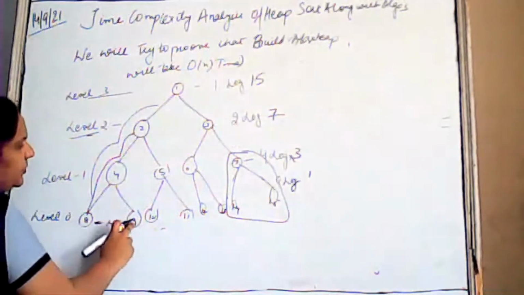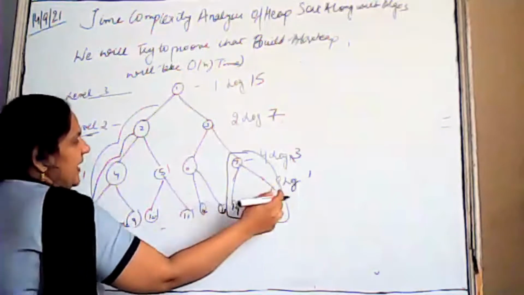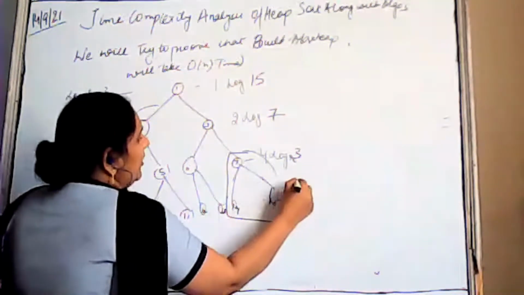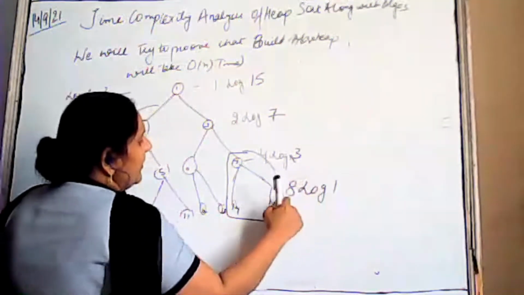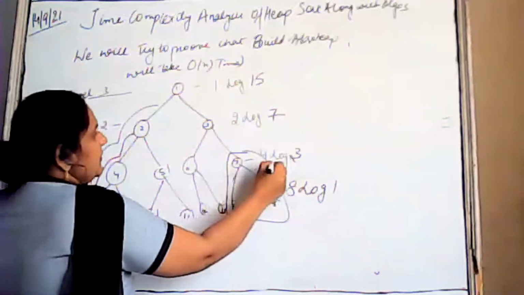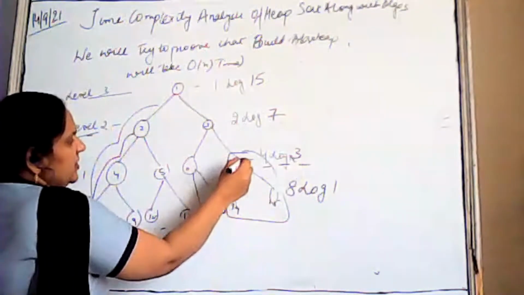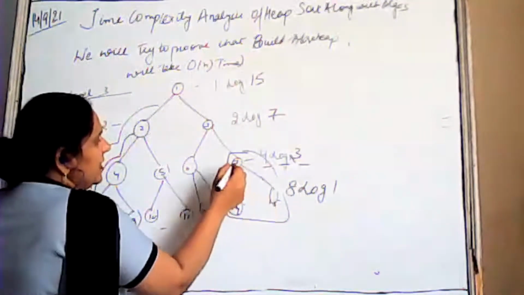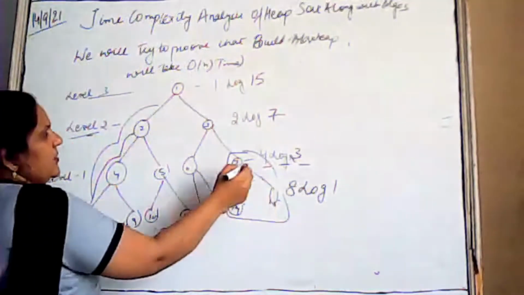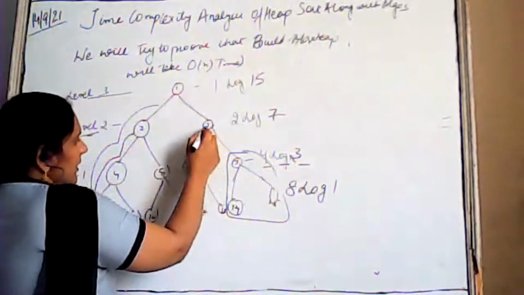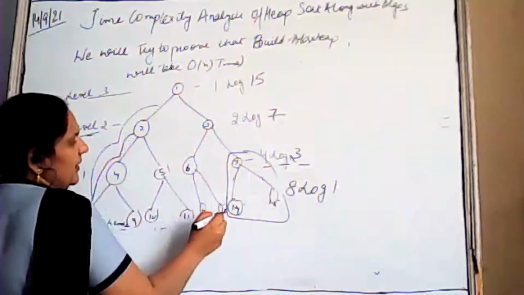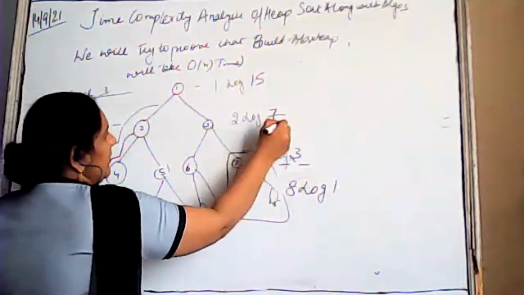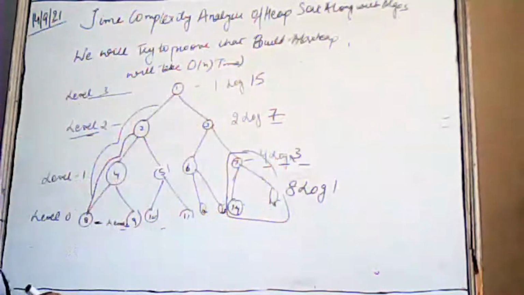See, 1, 2, 3, 4, 5, 6, 7, 8. So every node is an individual. So this will become 8 log 1. This is 4 log 3 because each tree has 7 as parent with children 14 and 15. So 7 is also included. So this becomes 4 log 3. Here 3, 6, 7, 12, 13, 14 and 15. These become 7 nodes and the entire tree becomes the 15 nodes. So you will write this way.